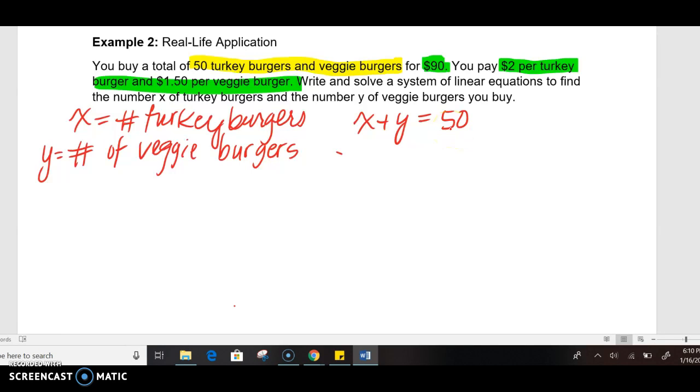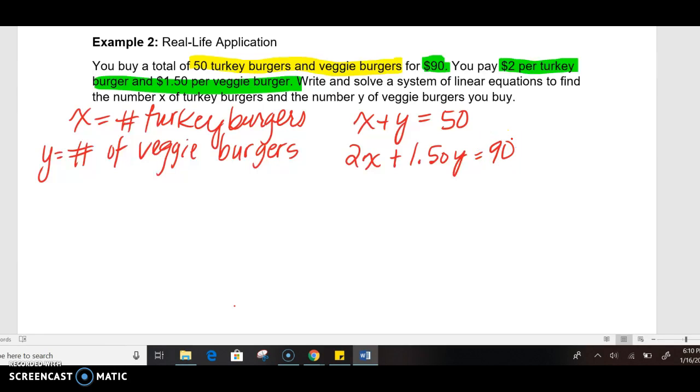Okay, my next equation is going to involve the cost. So it's $2 per turkey burger. So that tells me to multiply. So 2x means 2 times x, so 2 for each turkey, and $1.50, I can just write that as 1.5 or 1.50 for each veggie burger for a total of $90.